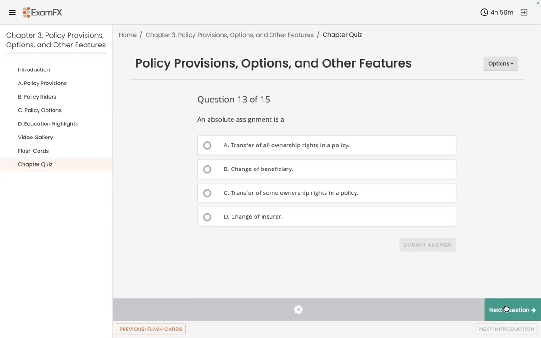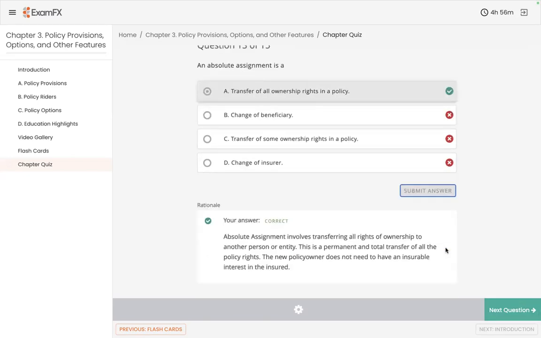An absolute assignment is a transfer of ownership. Policy change of beneficiary, transfer of ownership, policy change of insurer. Is either C or A. Absolute assignment is transfer of all rights. It's A. So you think of the word absolutely, everything. Absolutely all of it transfers. There you go. Perfect.